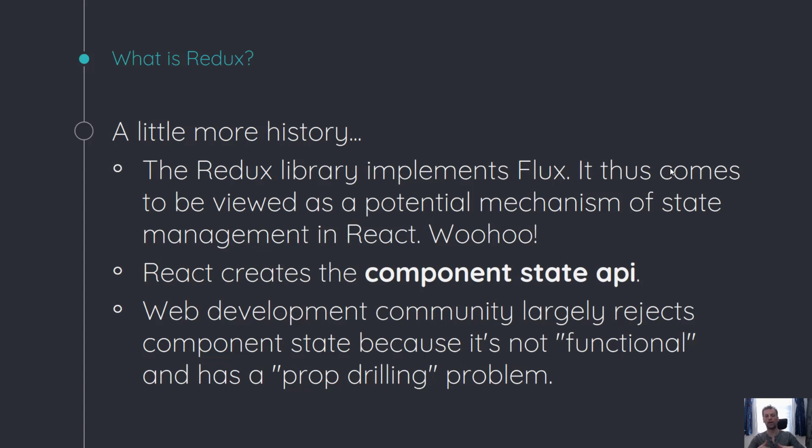Now, when the Component State API first came out, and Redux was already relatively popular and in use, people looked at that and were like, oh, this isn't functional, and we have this nasty prop drilling problem where if you have distantly related components, you need to pass these actions all the way up and then have the data passed all the way down on the other side. And that's really annoying to this day. That is really annoying.